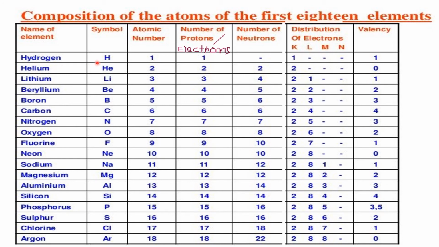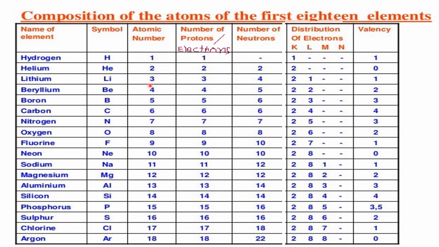Okay, so hydrogen symbol is H, atomic number 1, number of protons or number of electrons also 1, and number of neutrons, no neutrons, that we already discussed, and K shell only 1. So the valency is 1, because for getting stability the hydrogen atom leaves 1 electron. And helium, that is an inert gas, its atomic number is 2, and 2 electrons are in its K shell, so it is already stable, so valency is 0.